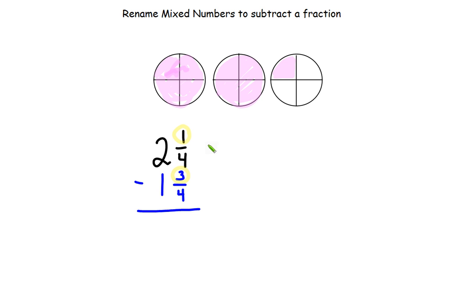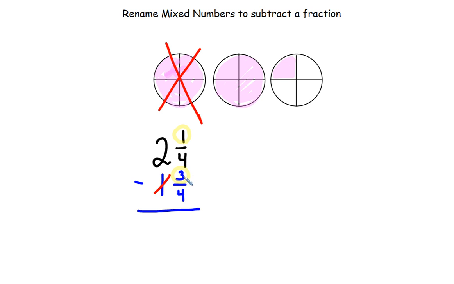Now, using this diagram, I'm going to remove 1 3/4 away from this. So all I have to do in this case, I can go ahead and take away a whole, and I can do that easily by just crossing out one of the wholes. Boom, there it goes. 1 whole is being taken away. So I've taken care of this part right here. Now I'm going to take away 3/4.